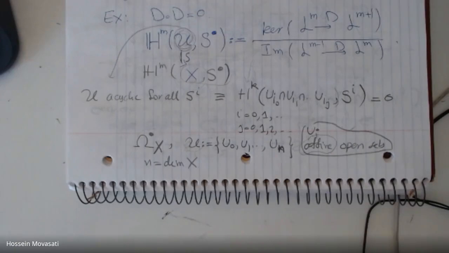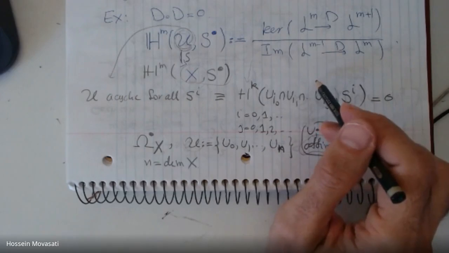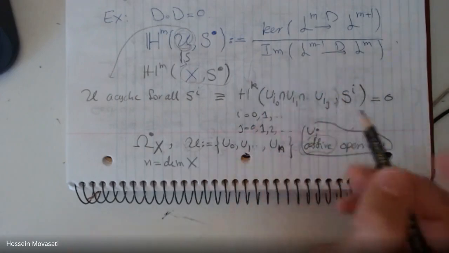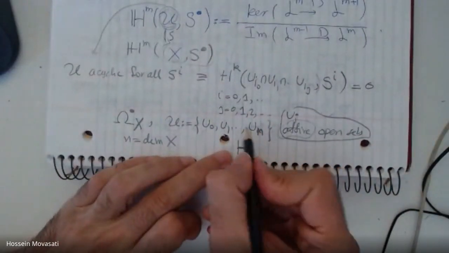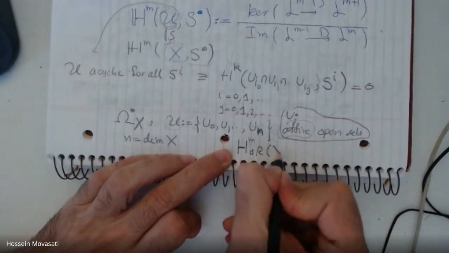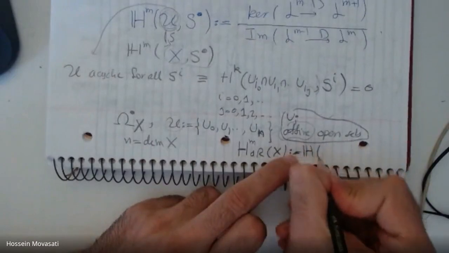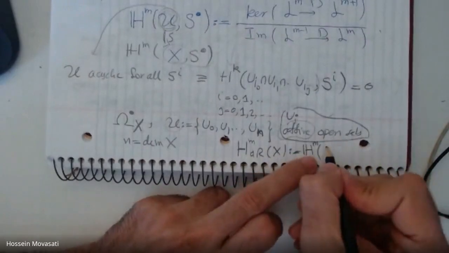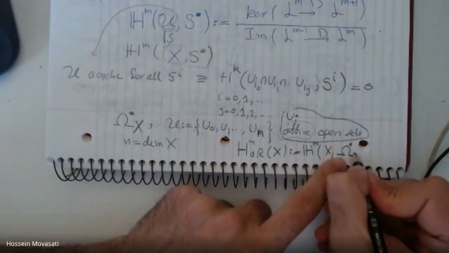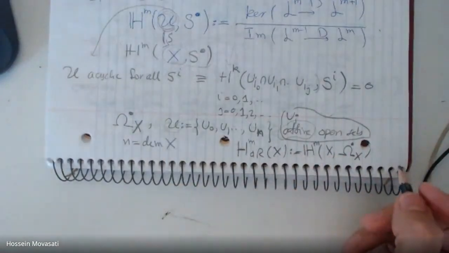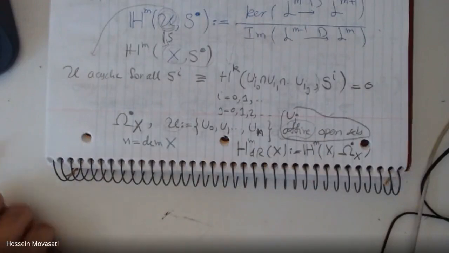And so today I just gave the definition of hypercohomology, and at the end, remember that H_dR(X) will be by definition the hypercohomology of X with coefficients in the complex of sheaves of differential forms. Okay, any questions?